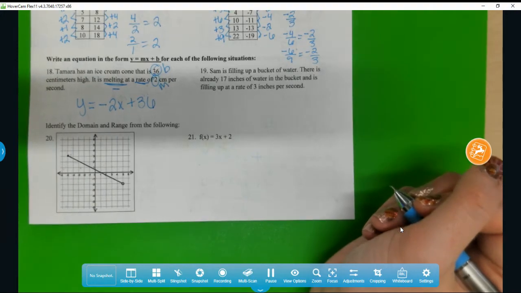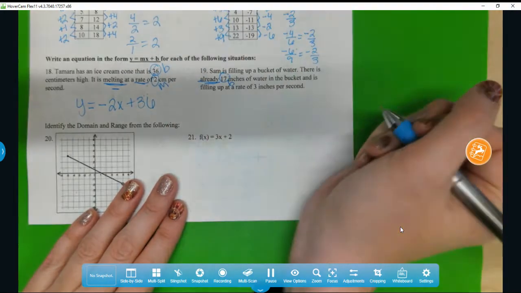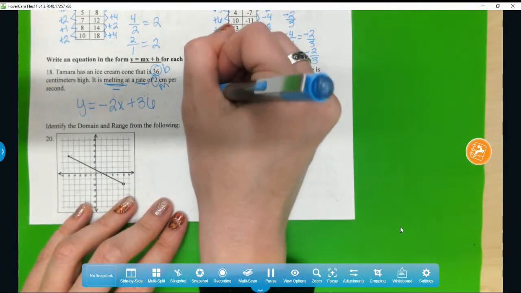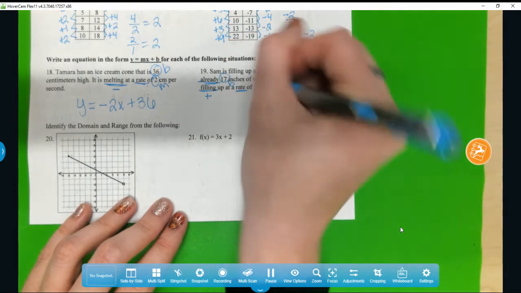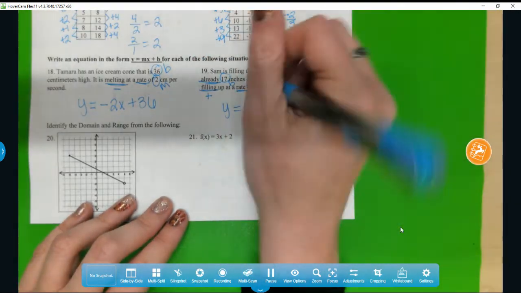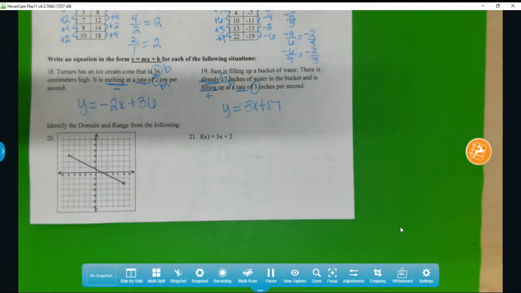Sam is filling up a bucket of water. There is already 17 inches, so that's our B, of water in the bucket, and it is filling, so we're adding at a rate of 3 inches per second. So we're going to have y equals 3x plus 17.